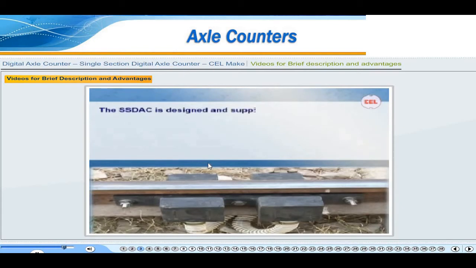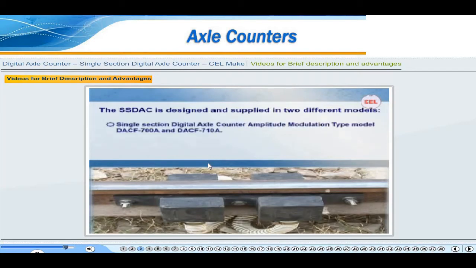The SSDAC is designed and supplied in two different models. Model 1: single section digital axle counter, amplitude modulation type, Model DACF 700A and DACF 710A. Model 2: single section digital axle counter, phase reversal type, Model DACF 700AP and 710P.